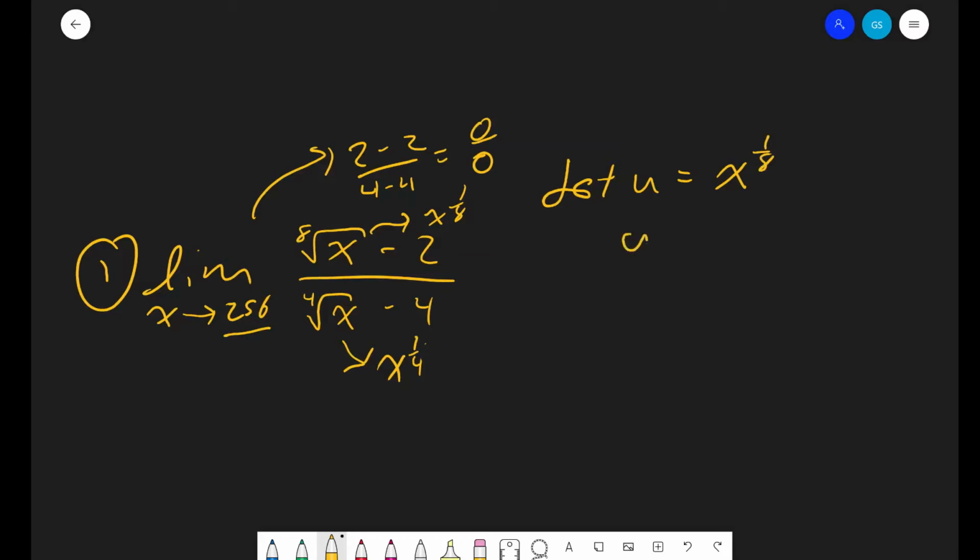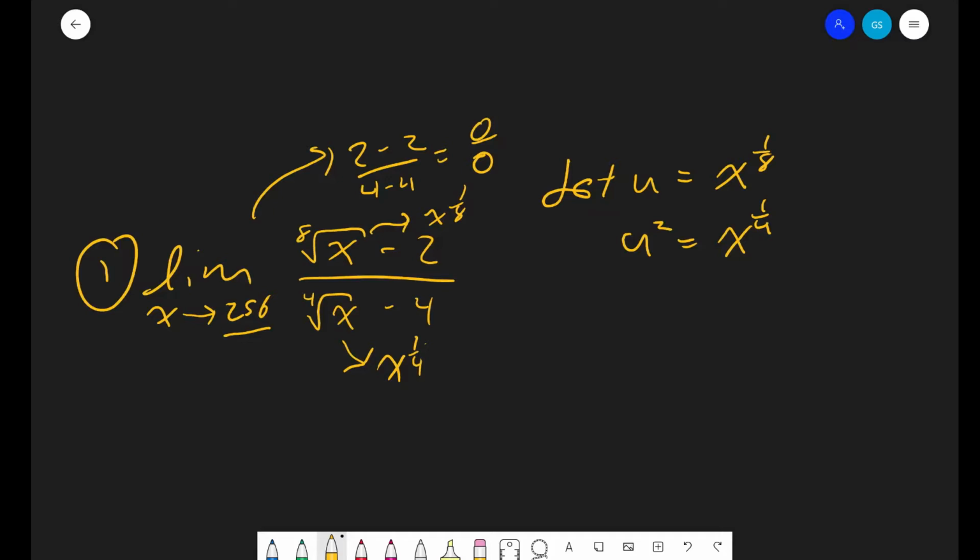If I were to square u, which means multiplying this 1 over 8 by 2, that would give me x to the 1 over 4. So basically, I've said let u equal x to the 1 over 8, and let u squared equal x to the 1 over 4. Now, the point of doing this is to find an easier limit to solve.